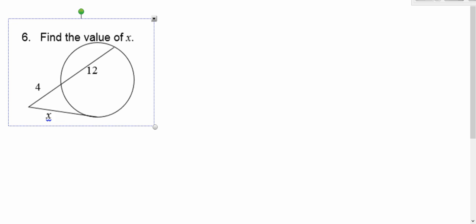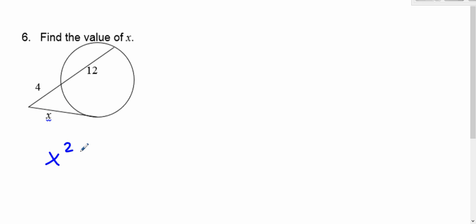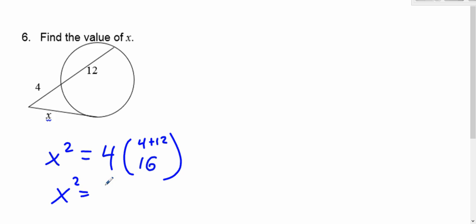We have tangents and a secant. For a tangent, you always square whatever the length was. For a secant, it's the outside piece, 4, times that entire length, 4 plus 12, which is 16. So 4 times 16 is 64. So x squared equals 64, so x equals 8.